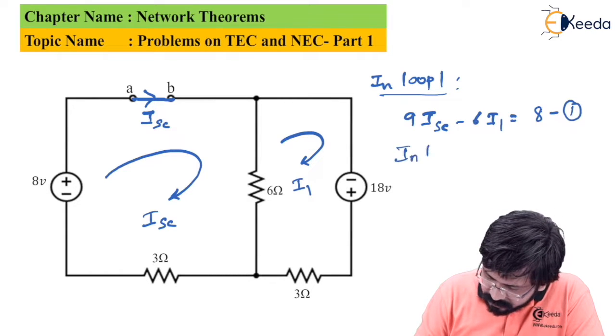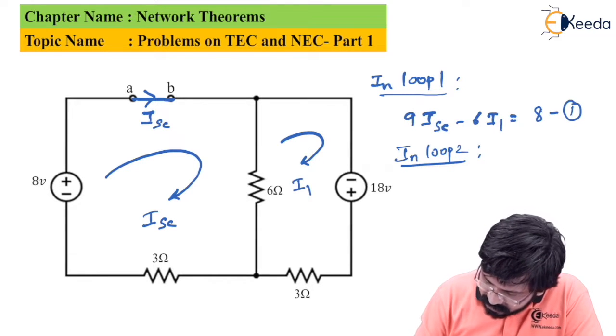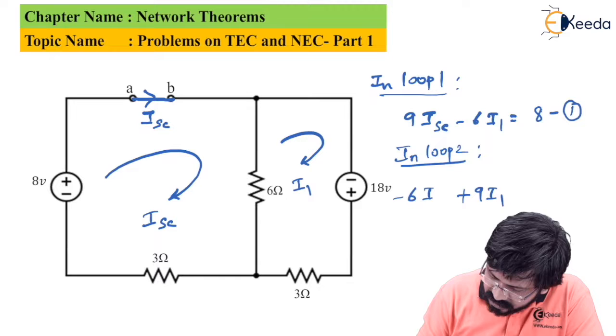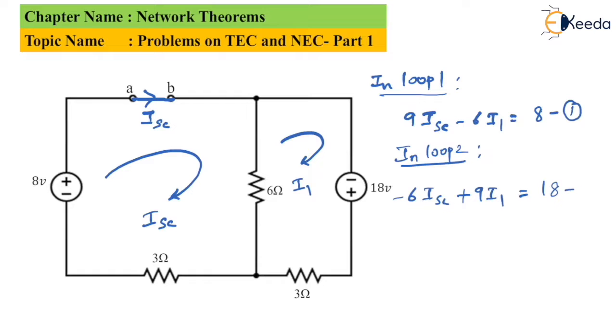In loop 2, applying KVL, we will get 6 plus 3, 9. So positive 9 times I1 minus 6 times ISC, which will be equal to positive 80, which is equation 2. By solving these two, I can get the value of ISC. After solving these two equations simultaneously, you will get the value of ISC equal to 4 ampere. Of course, you will get the value of I1 also, but the value of I1 is useless for our problem.